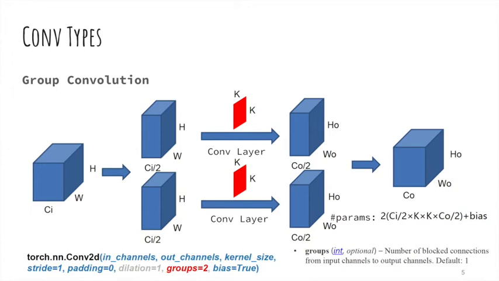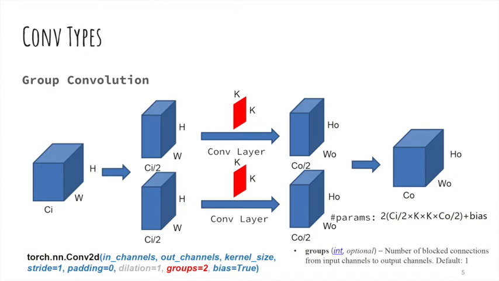In the Torch API, you only need to change one parameter, that is, groups. By default, groups equals 1. If you change it to 2, then it will cut the feature map into two groups. The number of parameters will be 2 times ci divided by 2 times k times co divided by 2, plus bias. For the first group, it has ci divided by 2 times k times co divided by 2 parameters. Because there are two groups in total, we multiply by 2. Then add the number of bias. So the number of parameters is half the size of that of a normal conv.